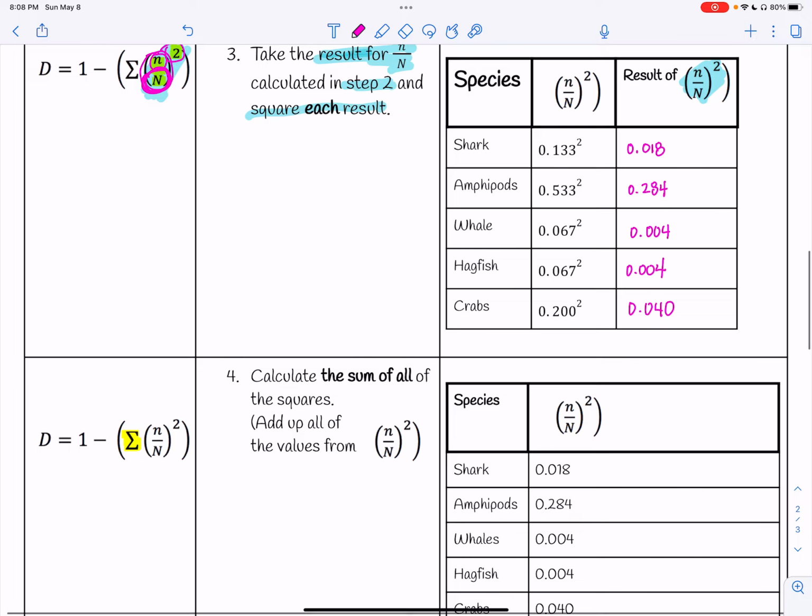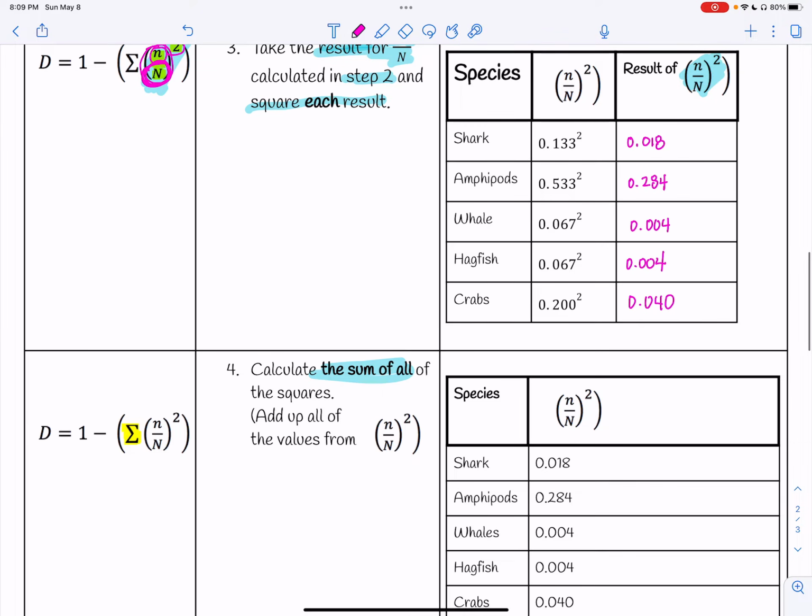Next step, we've got the summation. So calculate the sum of all, again, that's capital letter sigma in the Greek alphabet, and this was a lowercase s. All right, add up all the squares, or all of the values that you just calculated in step 3.